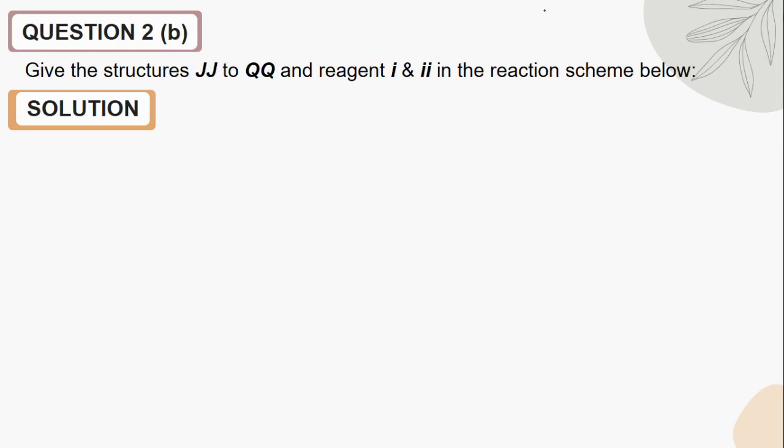Let's proceed to question number 2B. Give the structures of JJ to QQ and also reagents 1 and 2 in the reaction scheme below. So in this type of question, I have taken out each individual reaction so that we can see much easier. So let's start with JJ first.